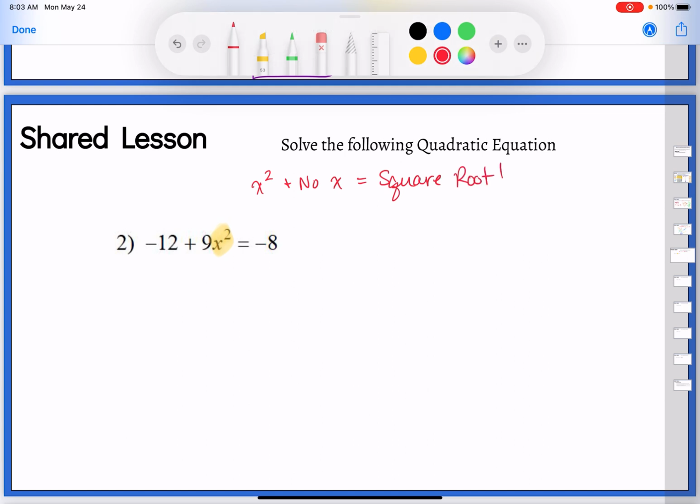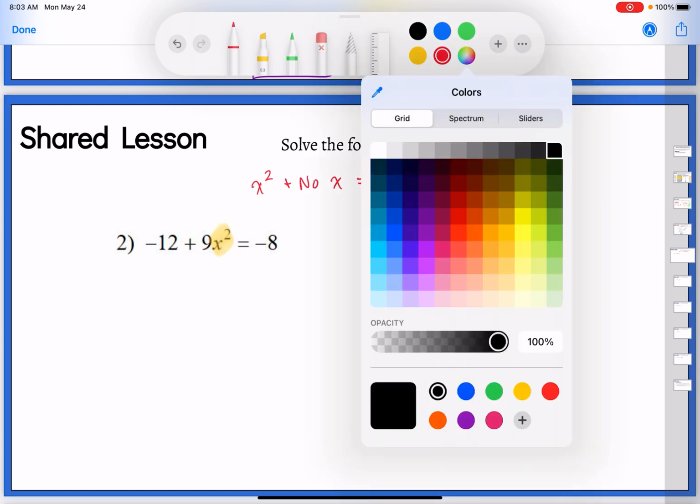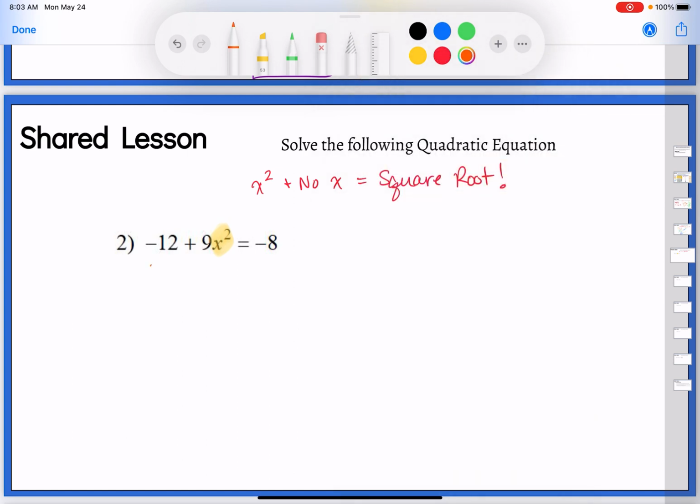So again, we want to get x squared alone before we take a square root. So here we go. Let's see. First step then, I'm going to move the 12. Okay. So I have 9x squared equals negative 8 plus 12 is 4. Now I'm going to divide both sides by 9.